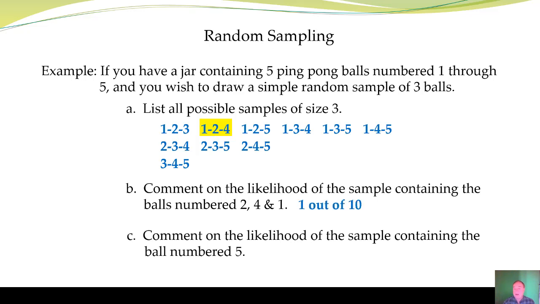Now, part C, comment on the likelihood of a sample containing the ball numbered 5. Now we're looking for a sample that contains 5. So in this case, we could have 1, 2, 5, 1, 3, 5, 1, 4, 5, 2, 3, 5, 2, 4, 5, 3, 4, 5. So the likelihood of this would be 6 out of 10.